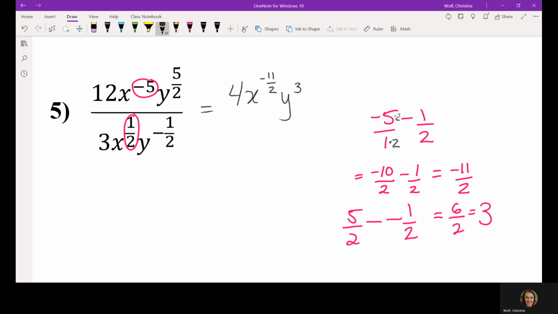There. Who can tell me what my last step would be? Emily? Yeah, this guy is causing a problem. So just like in the example above, the 4y cubed didn't do anything wrong, so it'll stay where it is. But this guy gets sent underneath. The exponent just becomes a positive 11 over 2. And we stop.